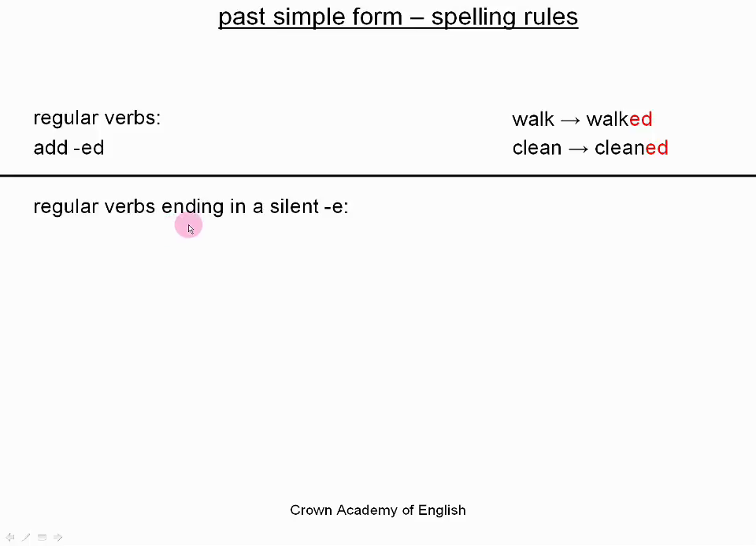For regular verbs which end in a silent e, then we just add a letter d. Okay, we do not add ed because there is already an e at the end. Example, die, died. Close, closed, and many others.